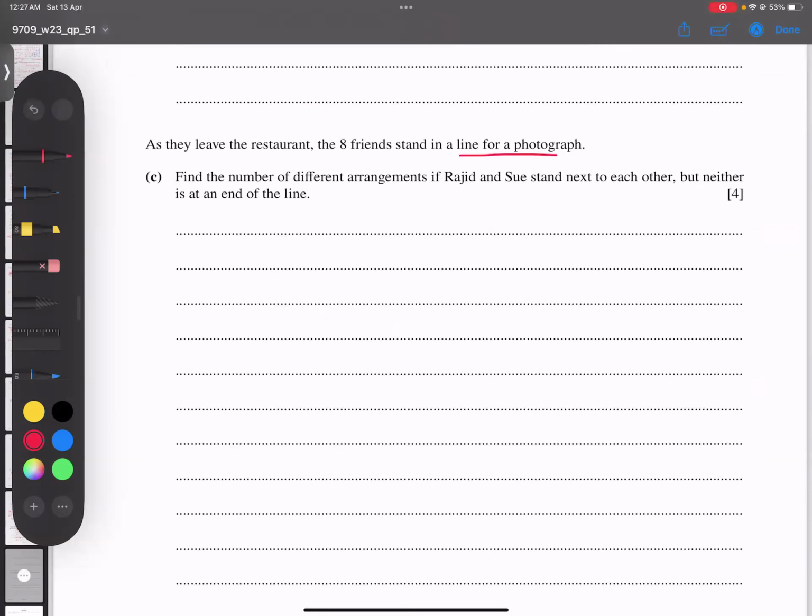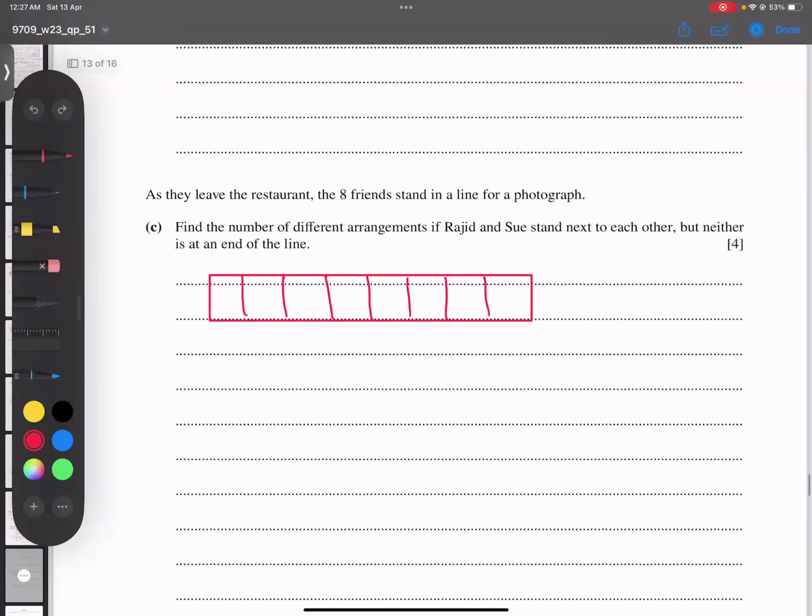So 1, 2, 3, 4, 5, 6, 7 lines. 1, 2, 3, 4, 5, 6, 7, 8. Hold on, 3, 3, 6, and 2, 8. So let me check. Yeah, 5 plus 3, 8. Correct. So 8 friends are there.